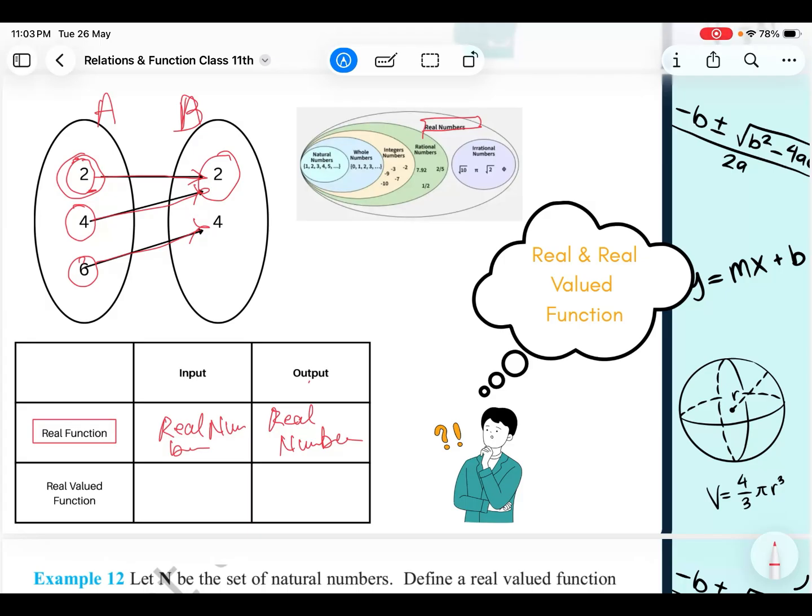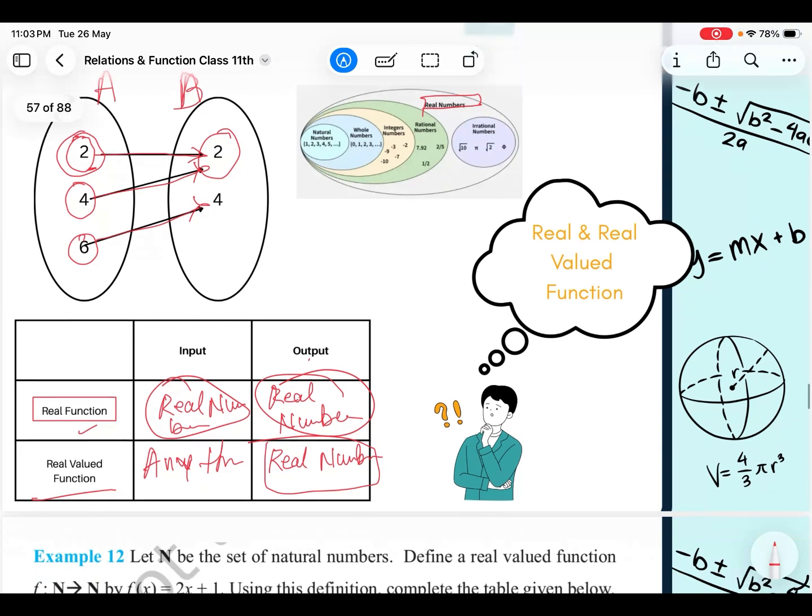Okay, but for the real valued function, input can be anything, a name or a gender or anything, right? But the output must be a real number only. Okay, so this is the difference. In real function, the input will be a real number and the output will be a real number. But in the real valued function, we only focus on the output. If output is a real number, then this is a real valued function, right?